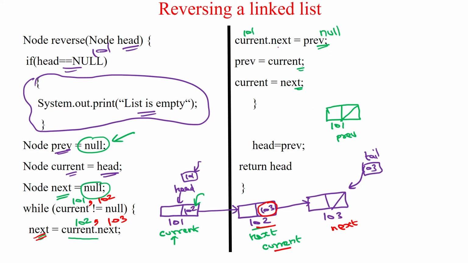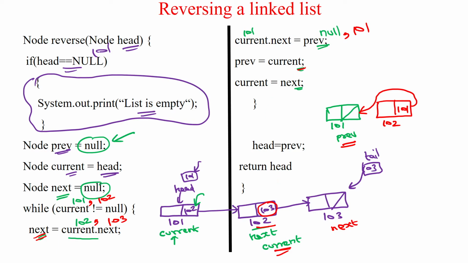Then now current dot next. Current is 102, so I will draw one node here, the current node. The current node's memory address is 102. Current dot next is assigned to previous. What is the previous now? Previous is 101 in the second iteration. The 101 is assigned to current dot next, so the link will be created to the node 101.